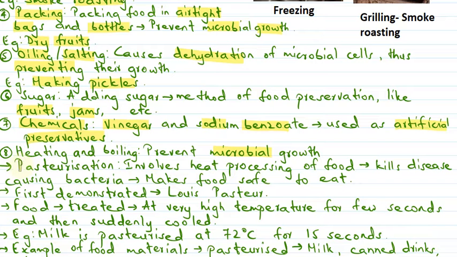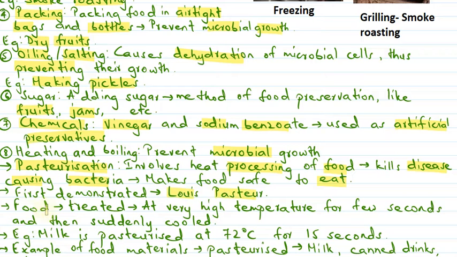Then the next method we talked about was pasteurization. Pasteurization involves heat processing of food. By this type of heat processing, the disease causing bacteria are killed, and this makes our food safe enough to eat. This technique was first demonstrated by a French scientist named Louis Pasteur.